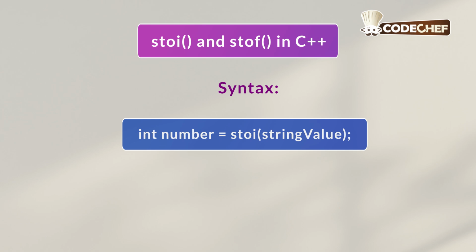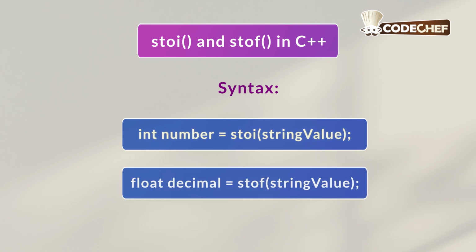Its syntax is int number is equal to stoi and then inside bracket we will write the string value, bracket close and semicolon. So this is used to convert string to integer, and the next syntax is float decimal is equal to stof method and then inside the braces string value, bracket close semicolon. So this syntax can be used to convert string to floating point number. Let us go to the CodeChef platform to see how to use these methods in C++.